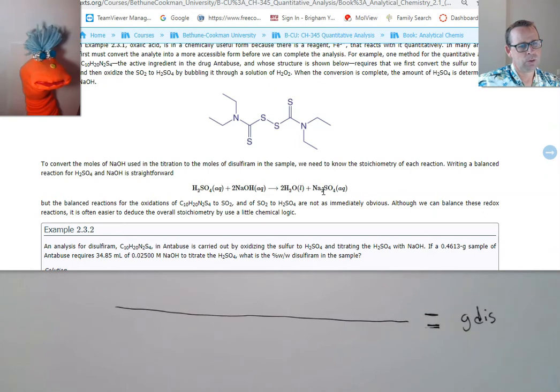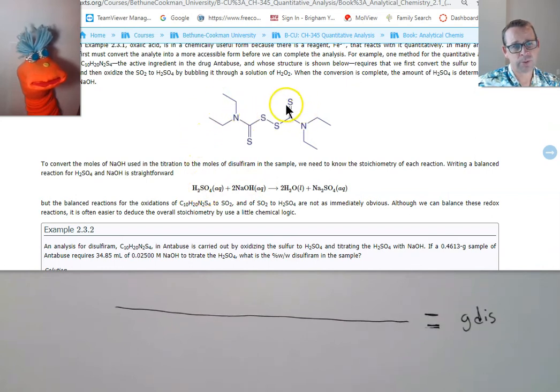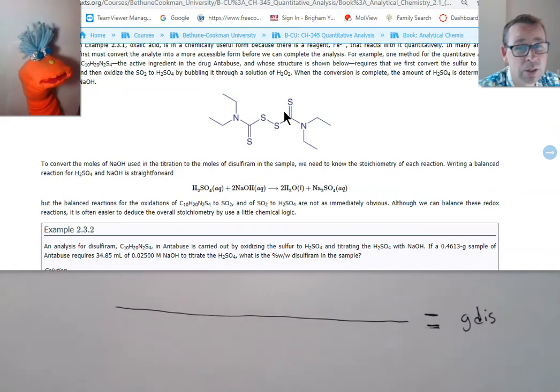Well, they say moles of sodium hydroxide. I don't know how that's going to relate to disulfiram. Good question. We can get moles of sodium hydroxide to relate to moles of H2SO4, right? And we know that the H2SO4 came from the disulfiram. Yeah, but you don't know the equation of the disulfiram combusting exactly to the sulfur dioxide, or the H2SO4, do you? That's a good point. And we could figure out that equation.